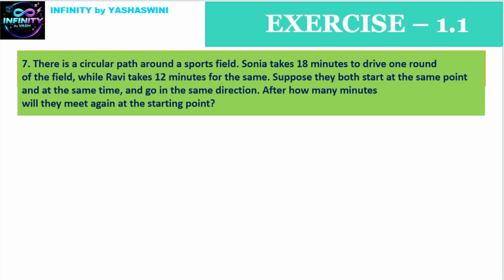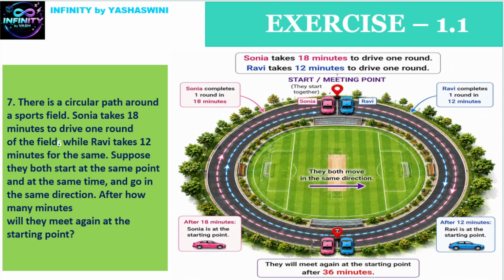So to understand this problem, visual understanding is required. See here, consider this as Sonia's car and this as Ravi's car. Both are starting at the same point, and Sonia takes 18 minutes to drive one round and Ravi takes 12 minutes to drive one round. Now, if both are starting at the same time and the same point, at what time will they both meet? So we have to find that, right? So how to find it?